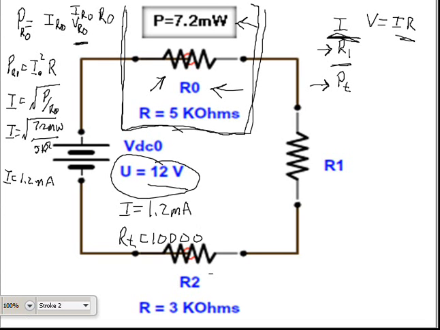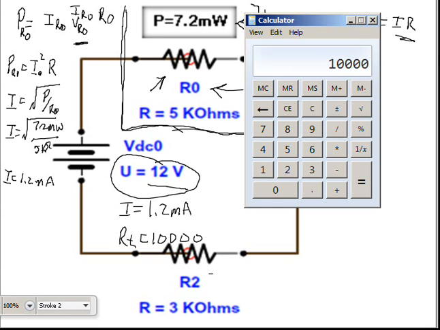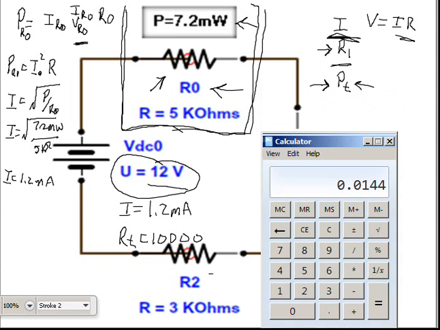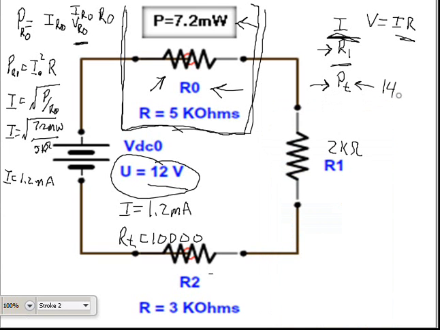$10,000. So I've got 5K and 3K, 8K minus 10,000. That's going to give me 2K for R1. Power total is I times V, total current in the circuit times the total voltage. So 12 times 0.0012 equals 14.4 total power, 14.4 milliwatts.